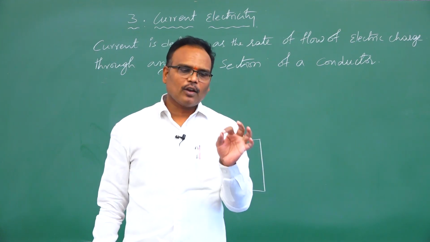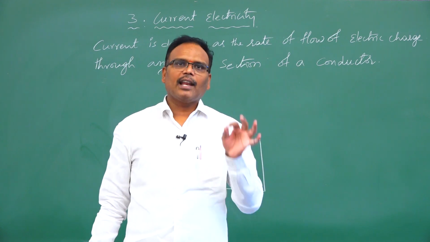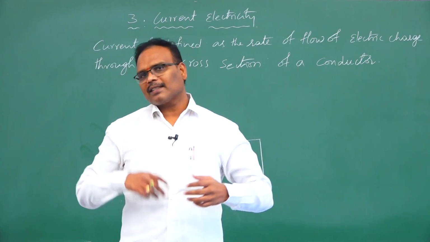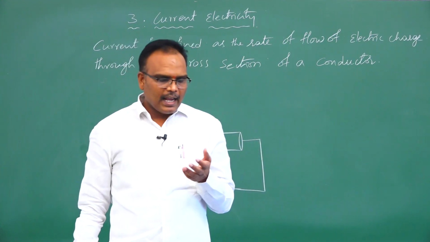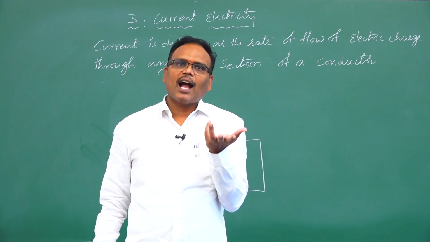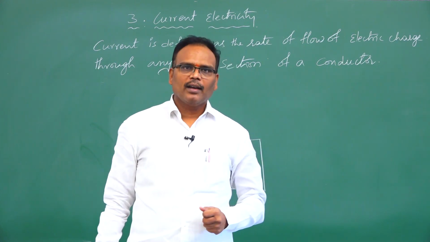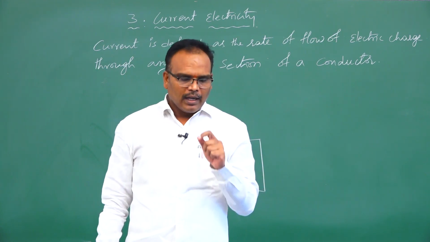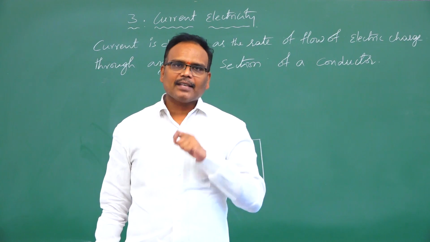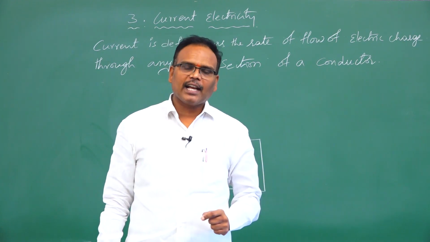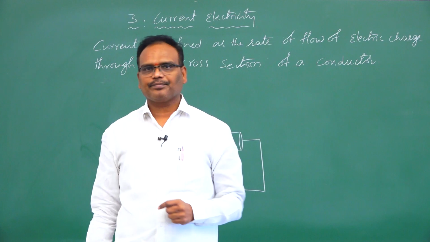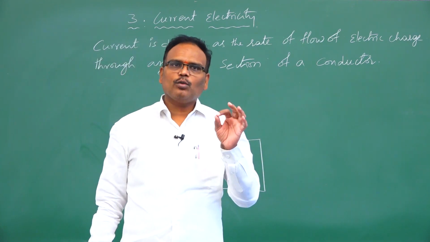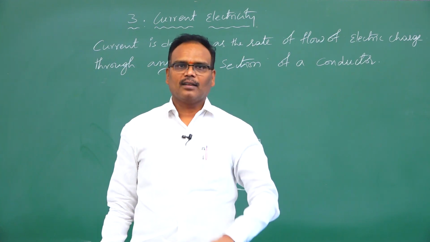But whereas in case of liquids and gases, in electrolytes, generally NaCl can split into Na plus and Cl minus, and Na plus, the positively charged ion, moves towards the cathode and the negatively charged chlorine moves towards the anode. In case of liquids and gases, both positive charge and negative charge contribute to current. But whereas in case of solids, current is due to only flow of electrons.